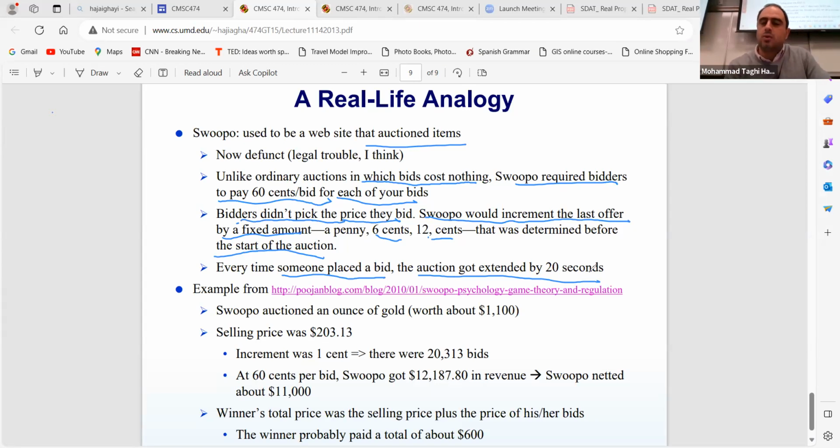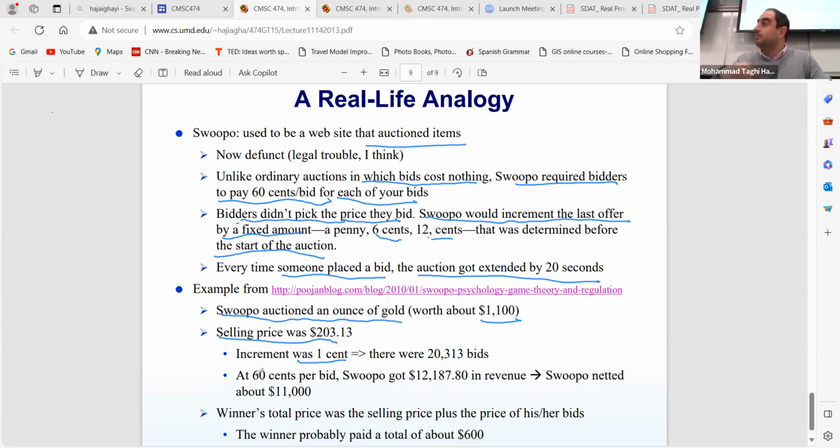So this is the example. You can go and actually search there in the slide. Swoopo auctioned an ounce of gold worth, at that time, say 1100. I don't know what the current price is, 1400, no, 1800, something like this. The selling price was 2 or 3. Increment was 1 cent. It means that there were 20,000 bids essentially.